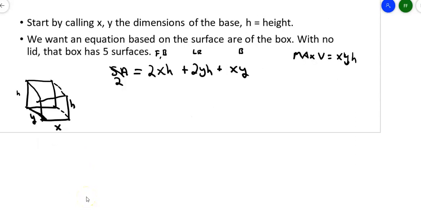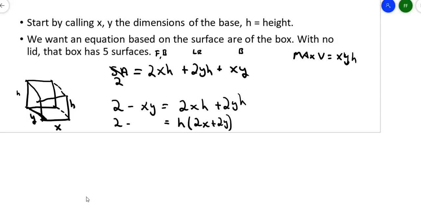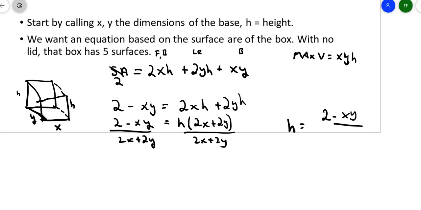So maybe I'll move the xy over to the other side. So 2 minus xy equals 2xh plus 2yh. Factor h out of the right-hand side and divide through. So 2 minus xy, I'm going to divide both sides by 2x plus 2y. And I'll end up with a formula for the height as h equals (2 minus xy) over (2x plus 2y).